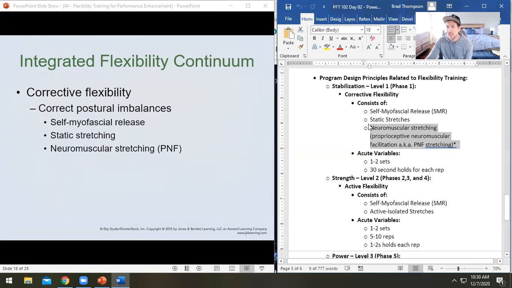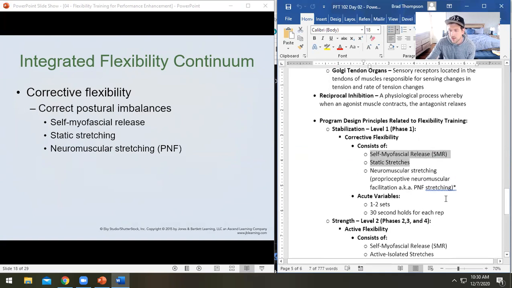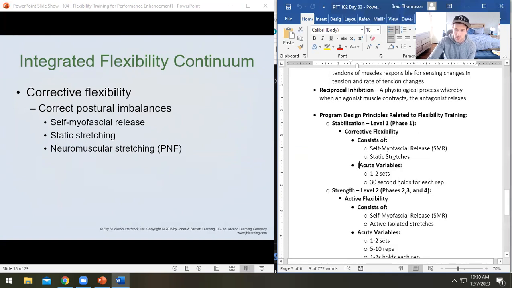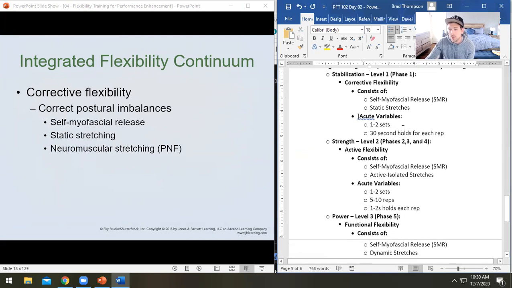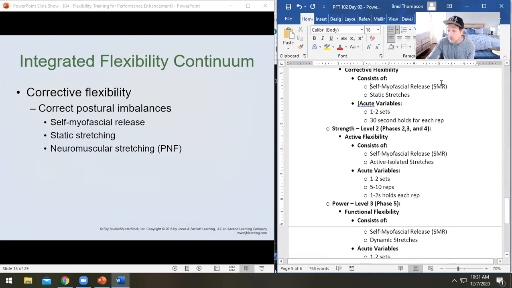So like I said, you're going to learn that technique with Mo, but for now, I want you guys just to focus on corrective flexibility. Almost forget this for now. Corrective flexibility is going to consist of self-myofascial release and static stretches. You're going to do both of those for 1 to 2 sets, 30 seconds hold for each repetition.